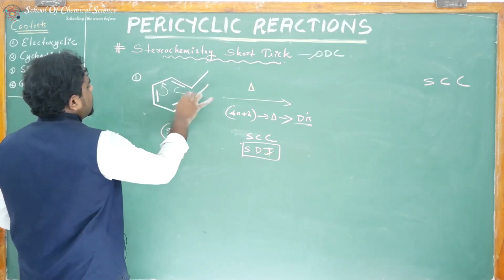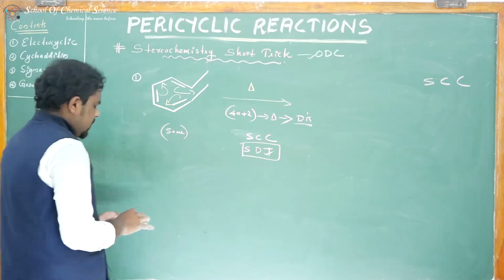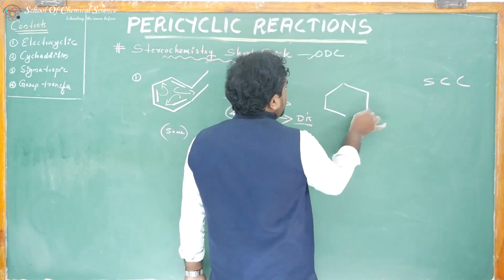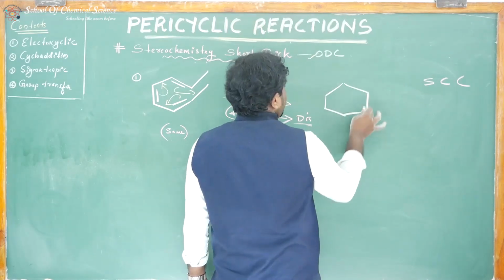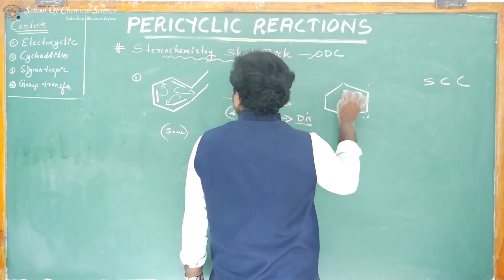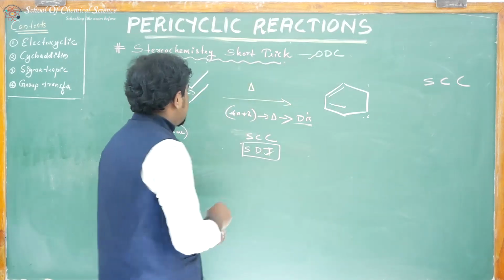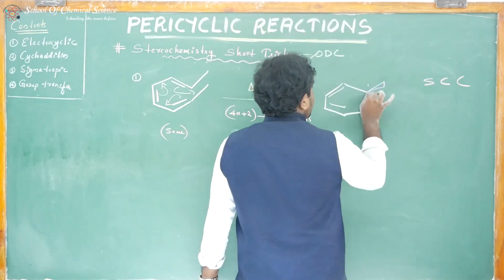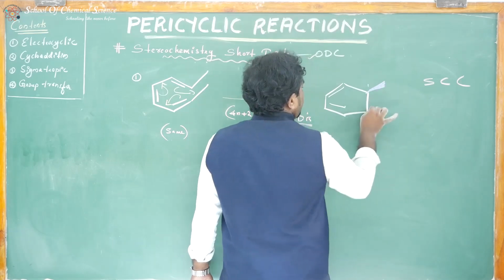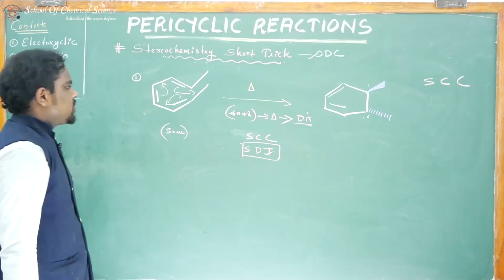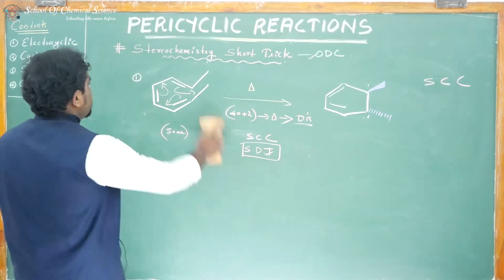Pi bond shifted towards here, towards here, towards here. So a 6-membered ring is your product. Here a new bond is formed between 1 and 6. Then what is the stereochemistry? Stereochemistry is trans. One CH3 is above the plane and the other CH3 is below the plane. That is the stereochemistry. Okay, next question.